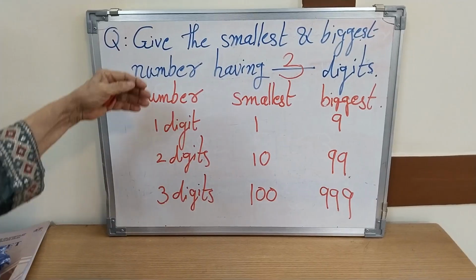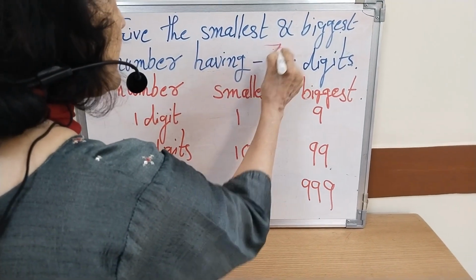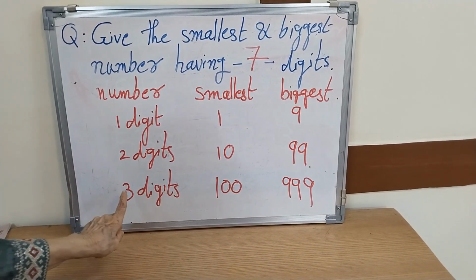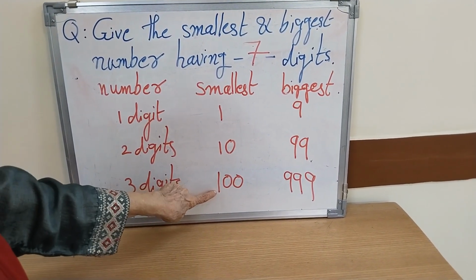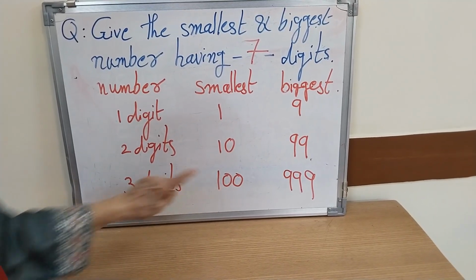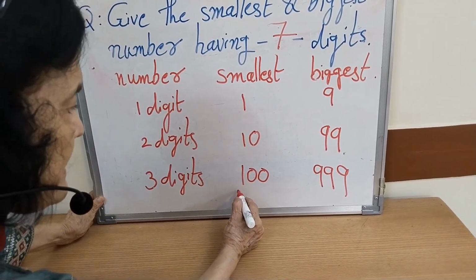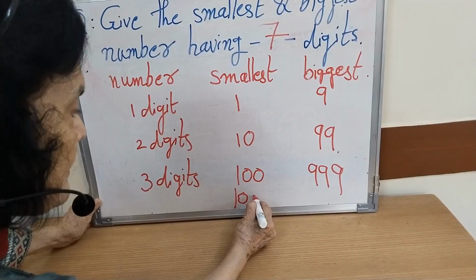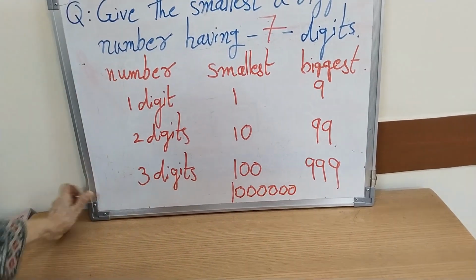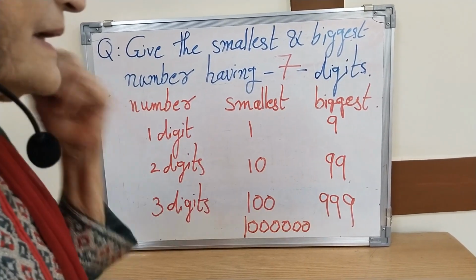So now instead of going stepwise, if I say give me the answer for 7 digits. Give the smallest and biggest number having 7 digits. Here we know that for 3 digits, the smallest was 1 and on it 2 zeros. Right? So these 3 together are making one 3-digit number. So now we have to make a 7-digit number. So the smallest 7-digit number is 1 and 6 zeros. This is the smallest 7-digit number.